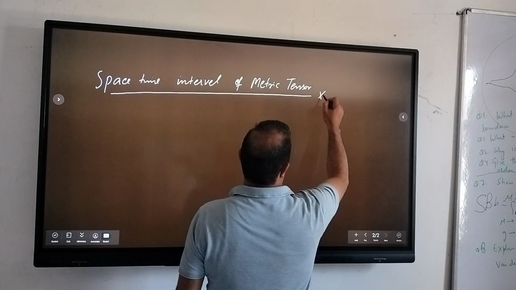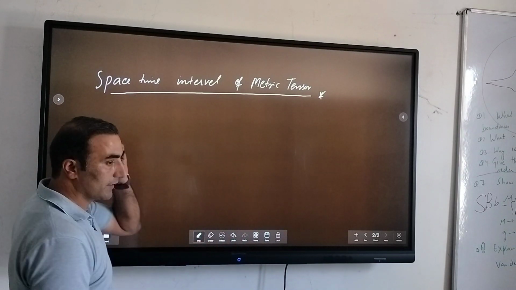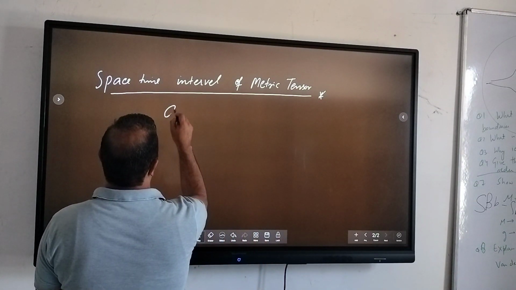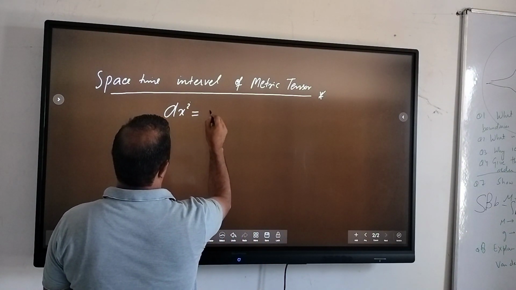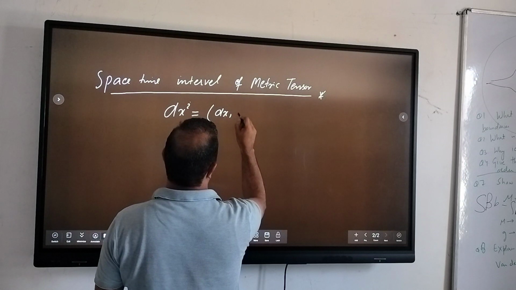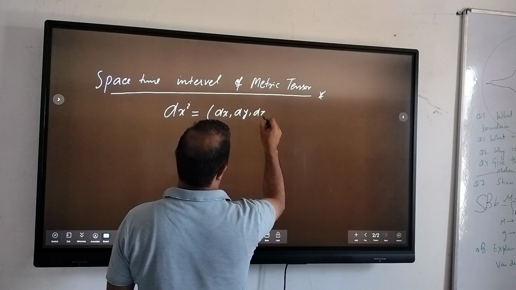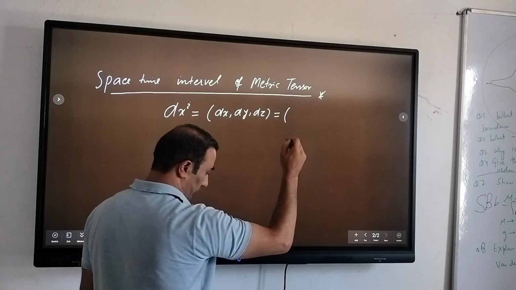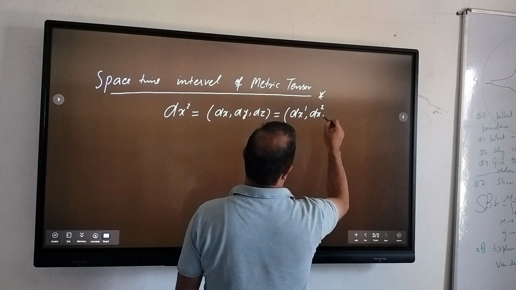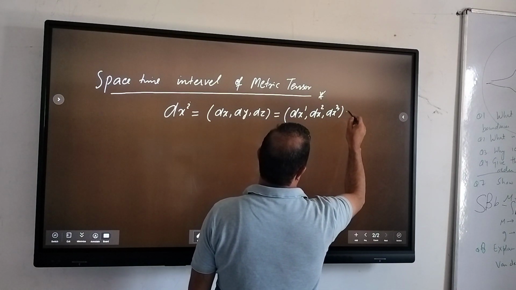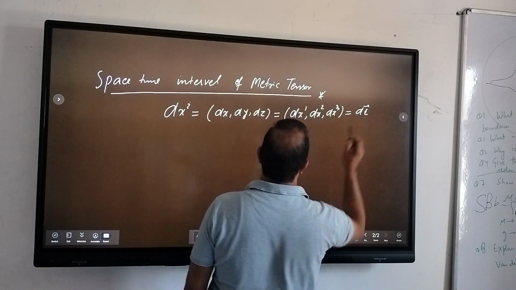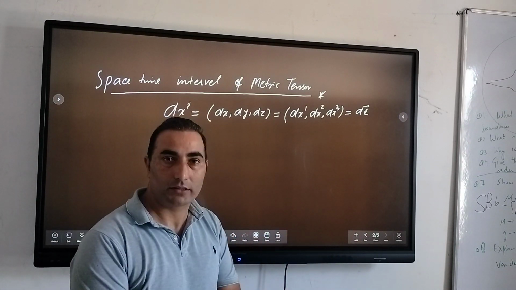So the space-time interval. You know that if we write the length in Euclidean space, or in three-dimensional space, we can write dx_i as equal to dx. So this is our length element in the three-dimensional space.